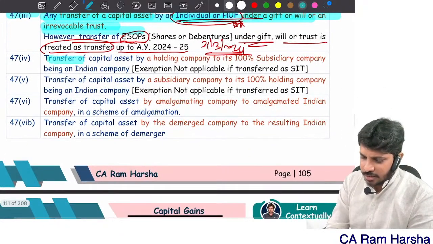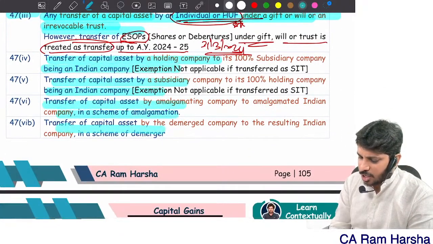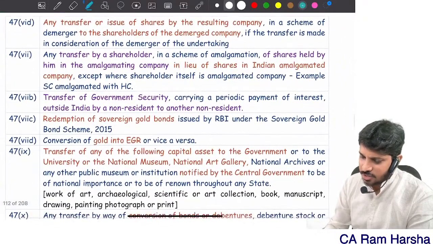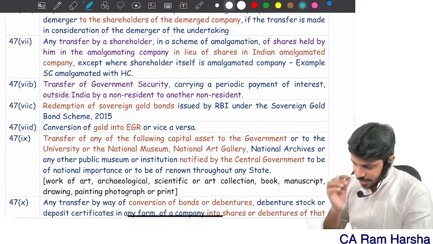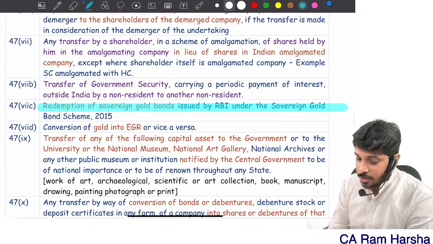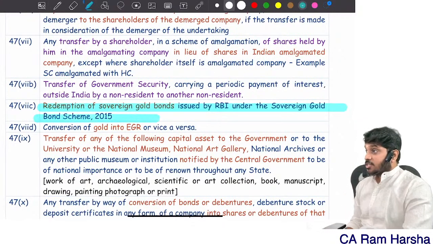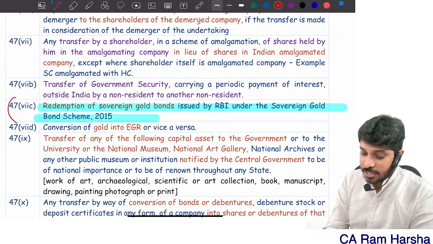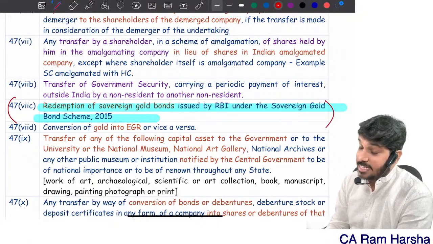Then these amalgamation and subsidiary company points are not required. In our regular class we discussed them in detail. That is more than enough. Next one, redemption of sovereign gold bonds is exempt. Redemption of sovereign gold bonds is exempted. But anyhow, I will discuss this when I'm discussing the capital asset definition.